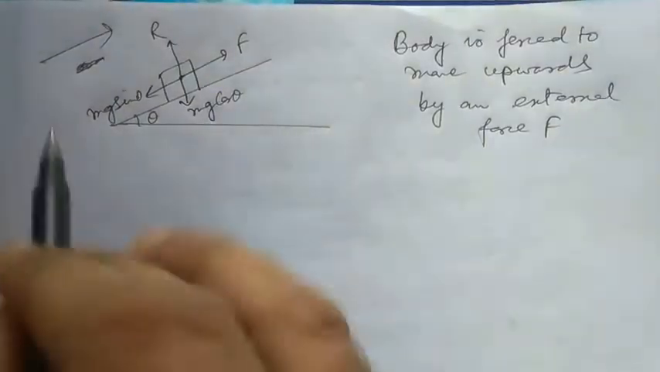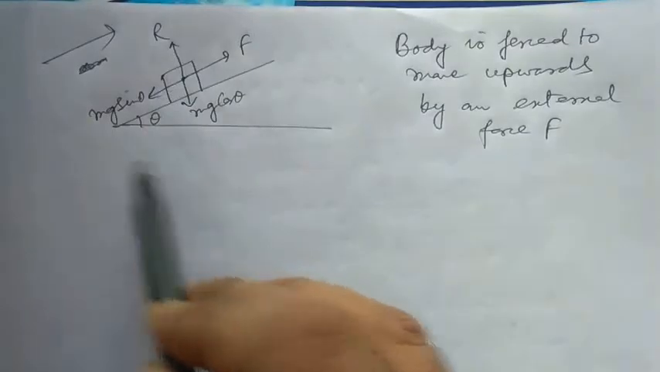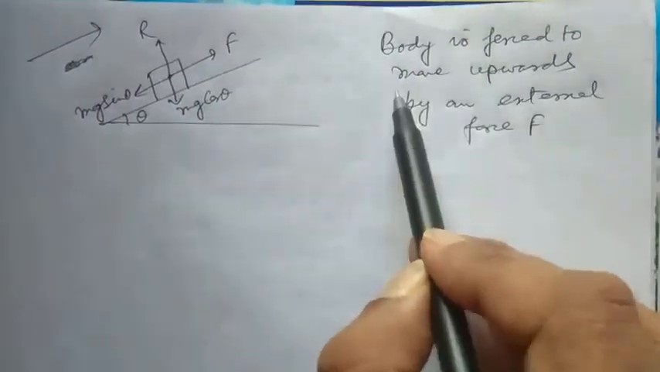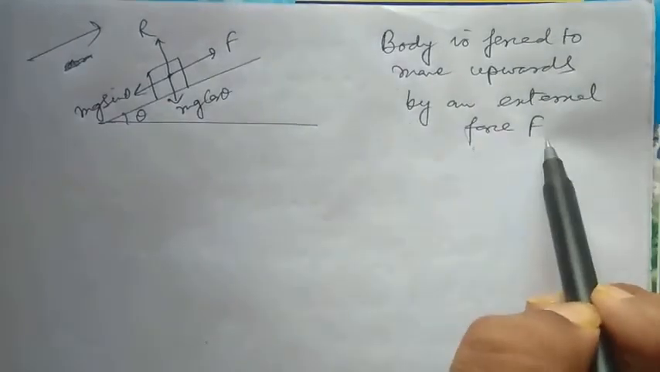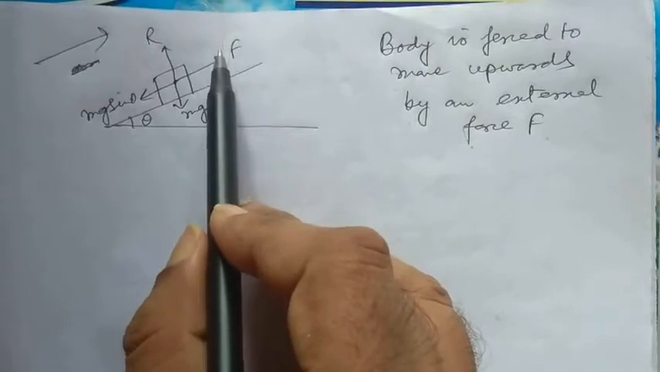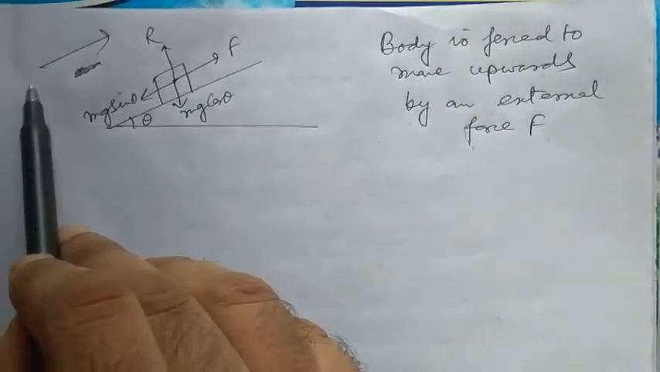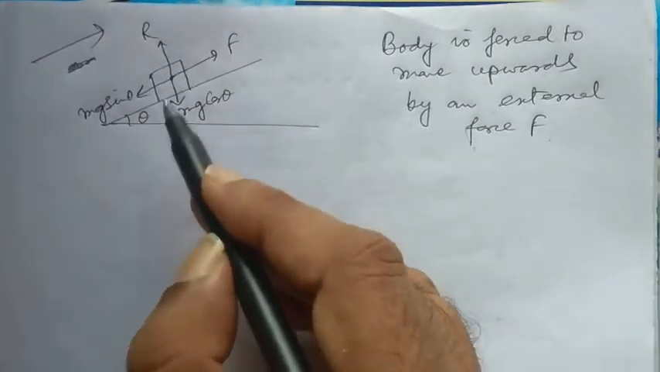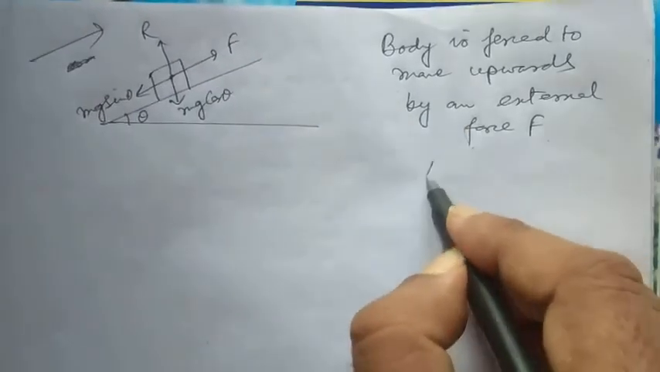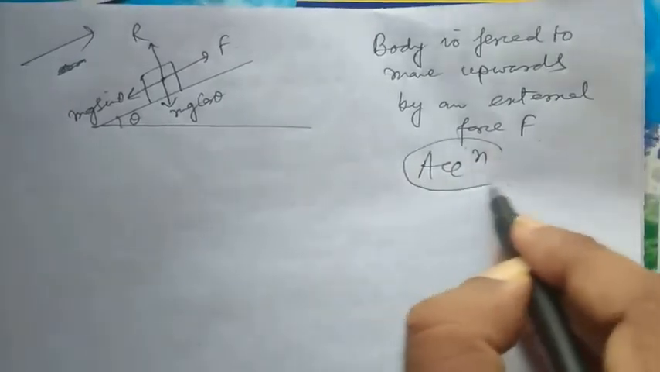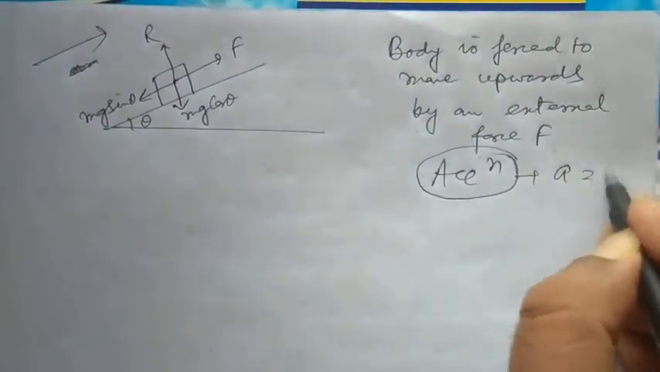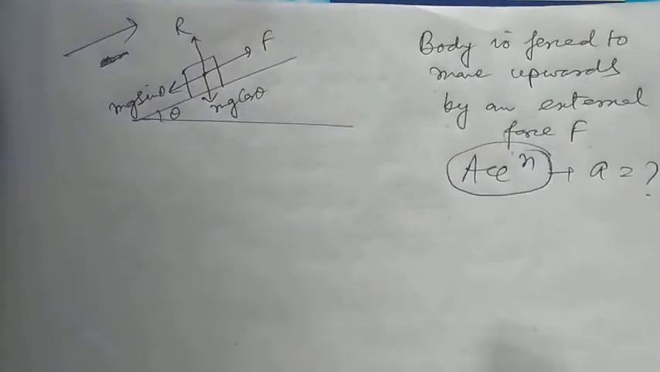Now in this case, I have drawn the diagram of a body which is forced to move upwards by an external force F. This is the force F which is helping the body to move in the upward direction. Now if we apply a force F in the upward direction and the body is moving with an acceleration, we have to find the value of this acceleration. Now how do we find it?